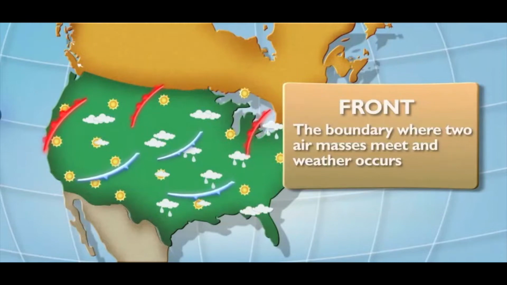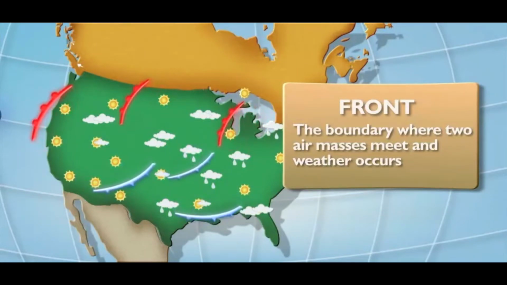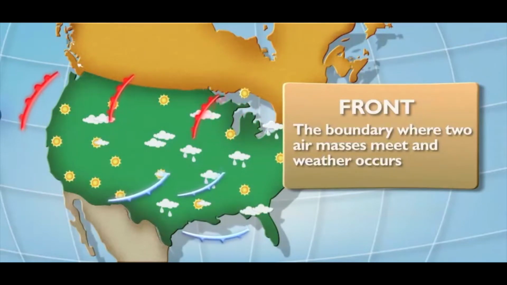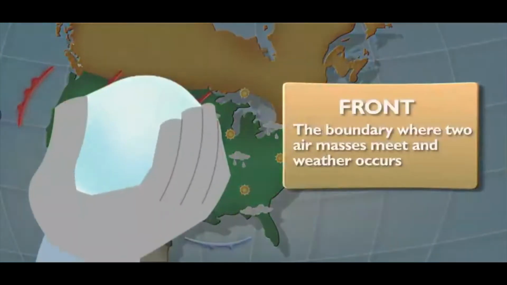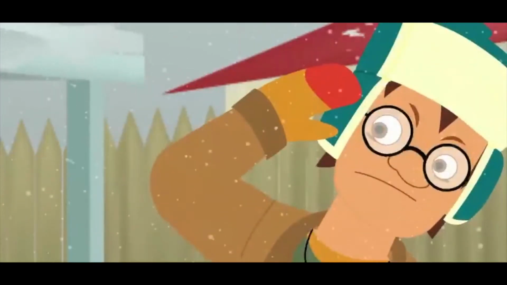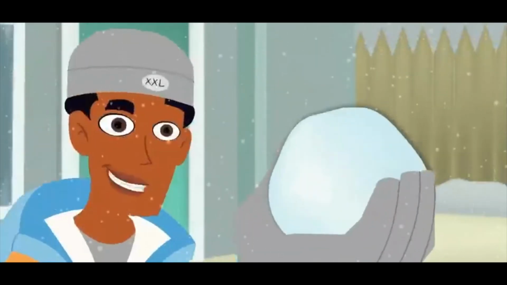A front is the boundary where two air masses clash, and weather, like snow, occurs. There are warm and cold fronts. I'll demonstrate. No, don't! Just tell me. I'm not going to throw it at you.